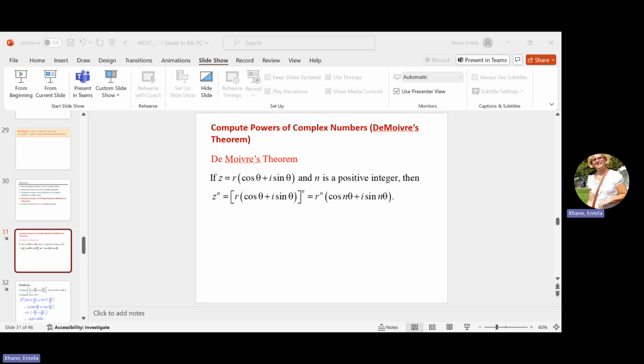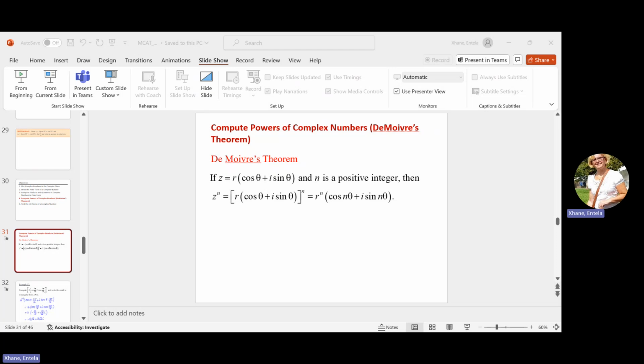Now, before I share the formula with you, again, reminding everyone the numbers must be in the complex polar form for the formula to work. So what is de Moivre's theorem, or de Moivre's formula? A complex number z given in the polar form, where r is the modulus and theta is the argument, and the polar form is z equals r cosine of theta plus i sine of theta, and n is a positive integer, can be raised to the power n using de Moivre's formula.